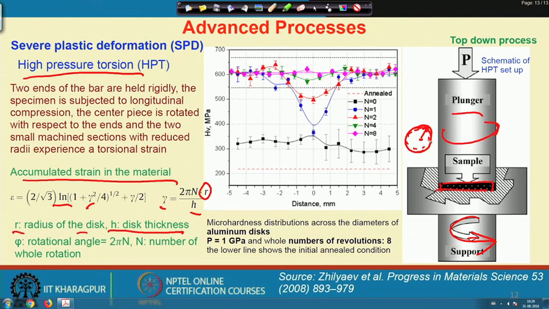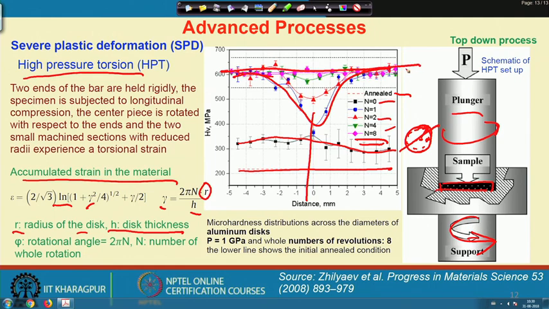So, if you place this, the shear strain near the surface is very high compared to the center. So, we expect a microstructural inhomogeneity or gradient of microstructure along the radial direction. That is also represented here. So, this is the hardness of the as-started material, which was annealed, and then we applied 0 turns. So, the annealed sample has a lower hardness, however, the hardness will keep on increasing, and then if we go to a much higher number of turns, you see that the hardness will fluctuate, at the center the hardness will be less, and if we increase more turns, then the hardness almost saturates. So, this is the micro hardness distribution across the diameter of an aluminum disc at a pressure of 1 gigapascal. The total number of revolutions was 8.